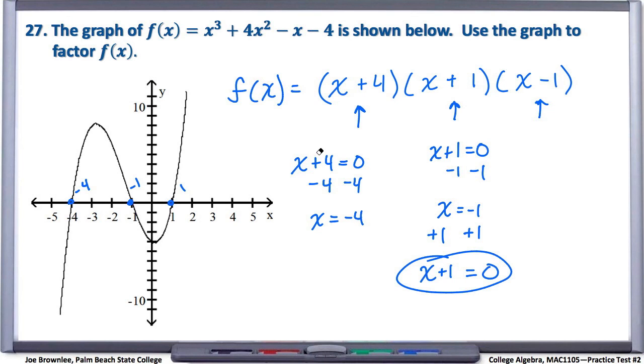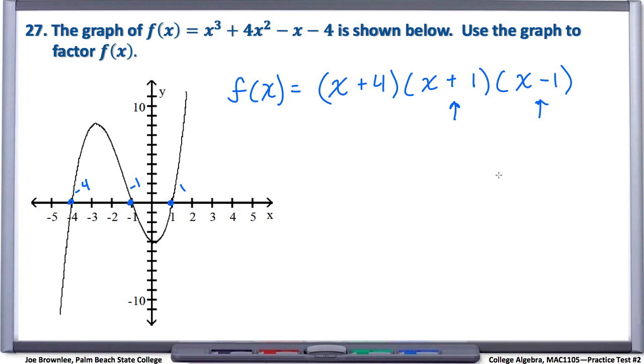So what we could do to check ourselves, just to make sure that these are in fact the factors, we could multiply all of these factors together, and you would find that we do in fact get back to the original function x cubed plus 4x squared minus x minus 4. All right, so really don't make these any harder than they have to be. All you're doing is identifying where the graph crosses the x-axis, take those zeros, and turn those zeros into the factors that they came from. All right, and then there we have it. So number 27, there we have the function in factored form.